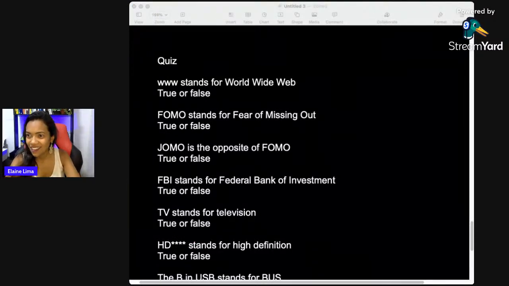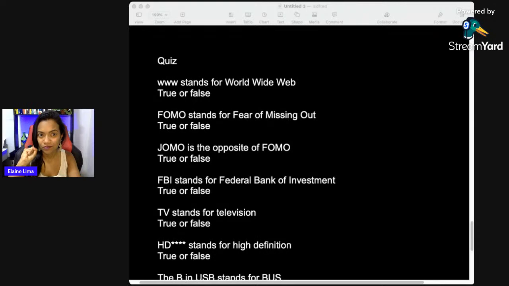The first one is: www stands for World Wide Web. Is it true or false? What do you think? True or false? Number 2, FOMO stands for fear of missing out. Fear of missing out. True or false?